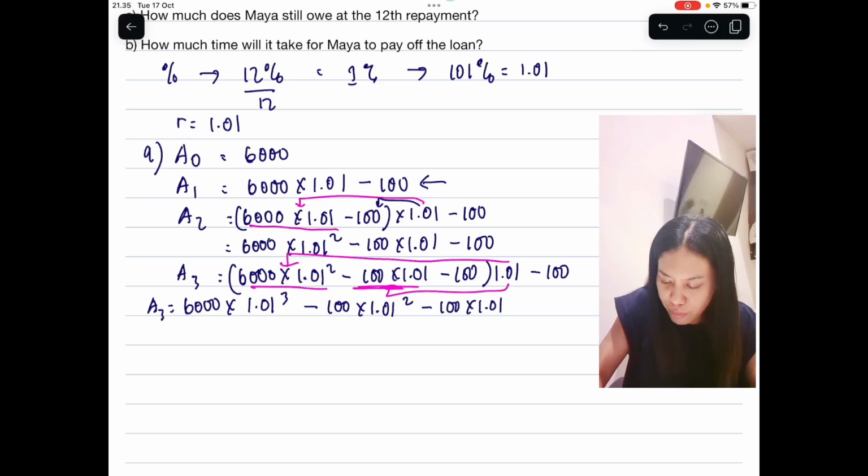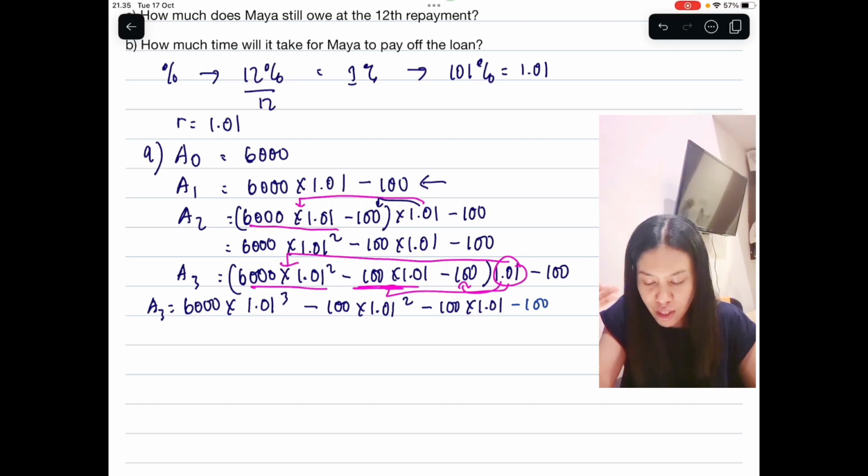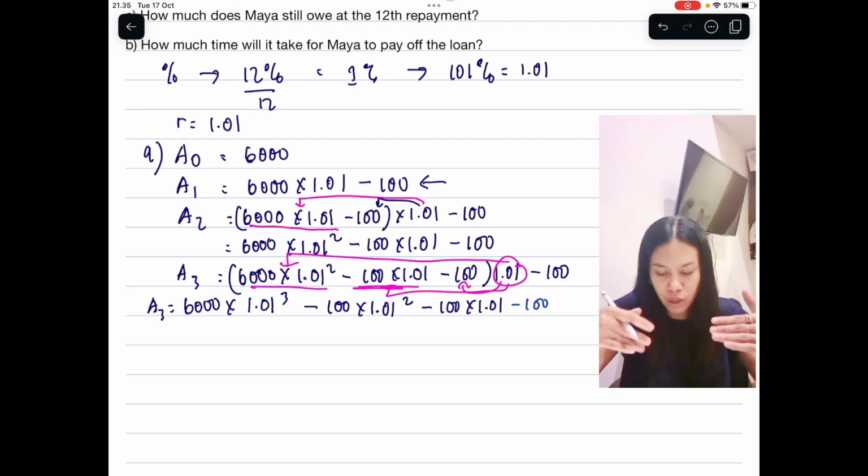How did I get that? From this 1, I multiply by the last minus 100 there, okay? And then minus 100. Okay, that's the A3. Everyone, I hope you can see the pattern now. Can you see the A2? The A2 is 6,000 times 1.01 squared minus 100 times 1.01 minus 100. Then it rolls over to the A3. I'm just trying to start seeing the pattern, yeah?